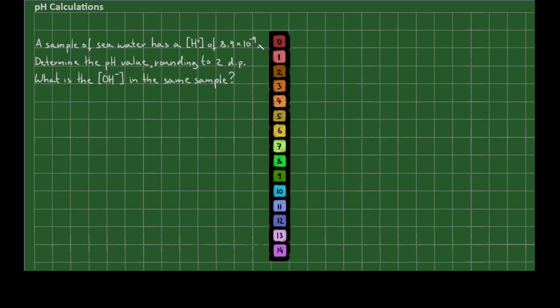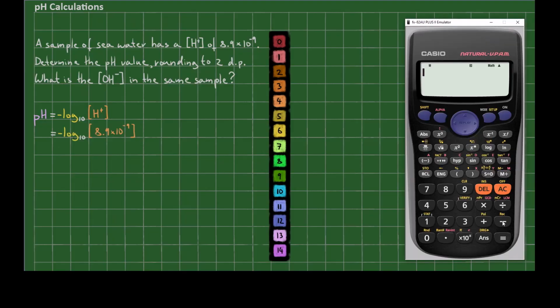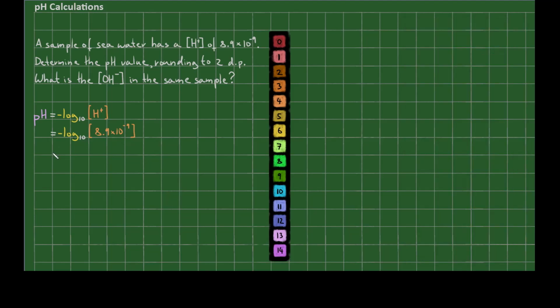Alright, considering that I need to calculate the pH, I will need the pH formula. And now that I have it, I'm going to substitute. And then I'm going to use my calculator. Negative log of 8.9 multiplied by 10 to the power of -9. And that gives me 8.0506 and so on. And so the pH of our seawater sample is 8.05 when rounded to 2 decimal places.